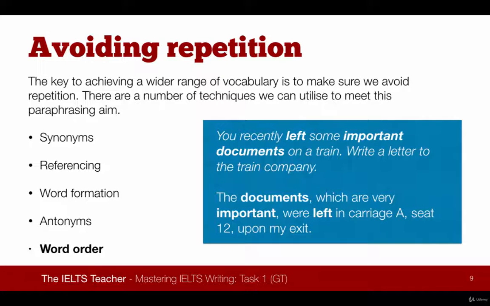So you recently left some important documents on a train. You can see they've highlighted the word left there as well, just to emphasize that we're going to move these sentence elements around. You've got verb followed by adjective followed by noun. So now we're going to switch those around and we're going to go noun, the documents, followed by adjective, which are very important, followed by verb, and we can do this because it's in the passive voice, were left in carriage A, seat 12 upon my exit.